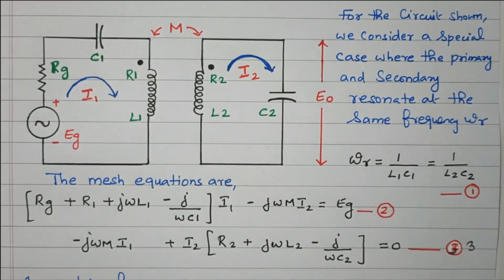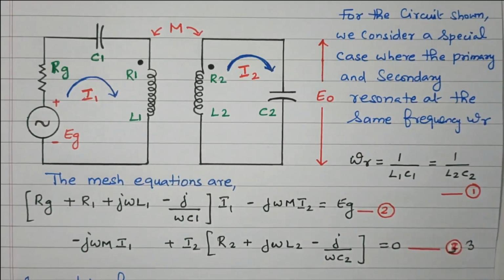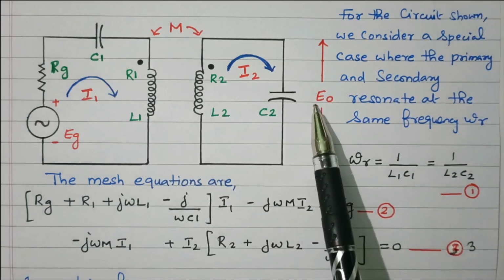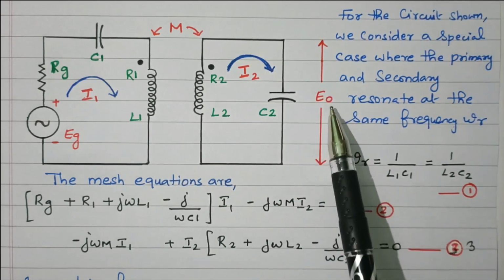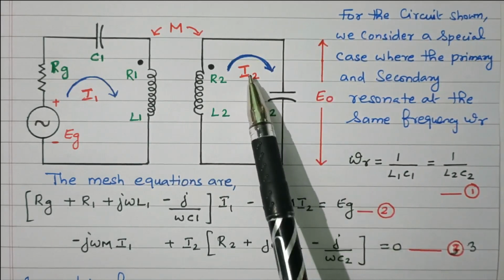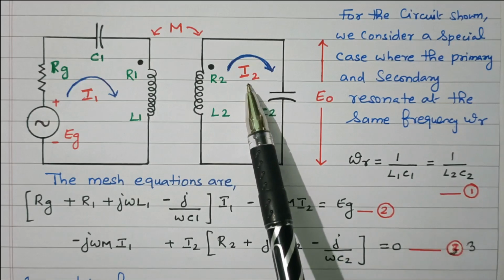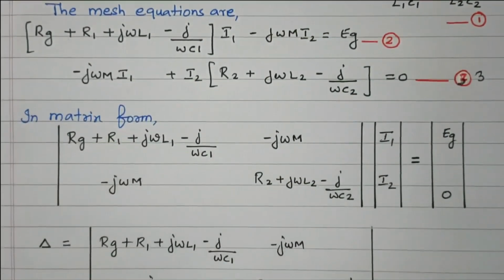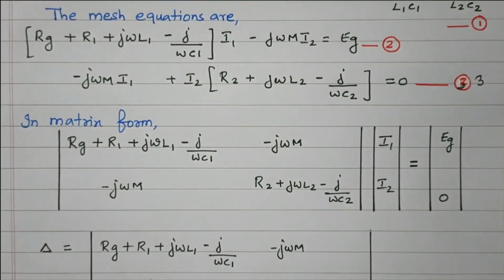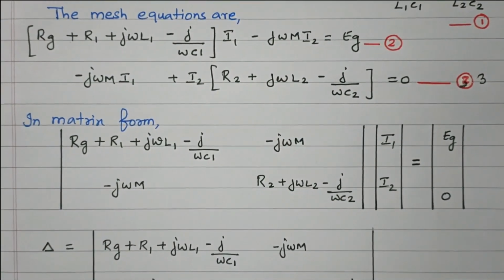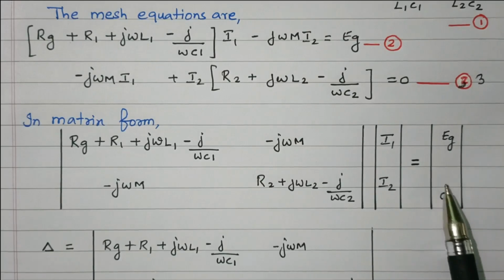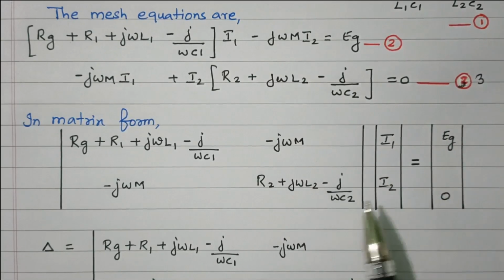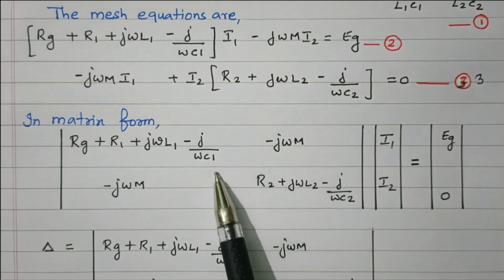So we have framed the equations. Now we need to solve these equations in order to identify the current I2, because we need the value of E0, the output voltage. The output voltage is nothing but the capacitor impedance times I2, so we need the value of I2. So we will go for the matrix format. The given equations are now converted into matrix format. So what is the matrix? V equals I into Z. This is the voltage matrix, the current matrix and the impedance matrix.